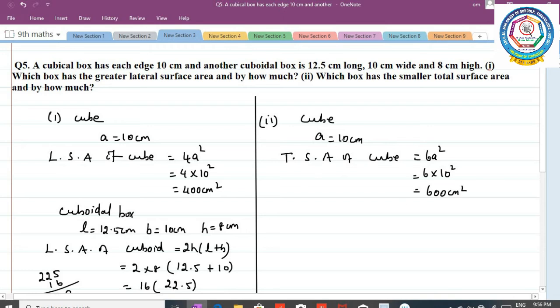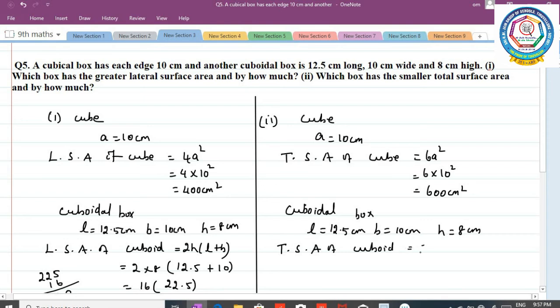Next we have to find out the total surface area of the cuboidal box. For the cuboidal box, L is equal to 12.5, B equal to 10 centimeter, then height is equal to 8 centimeter. The total surface area of a cuboid is 2 into LB plus BH plus HL formula.